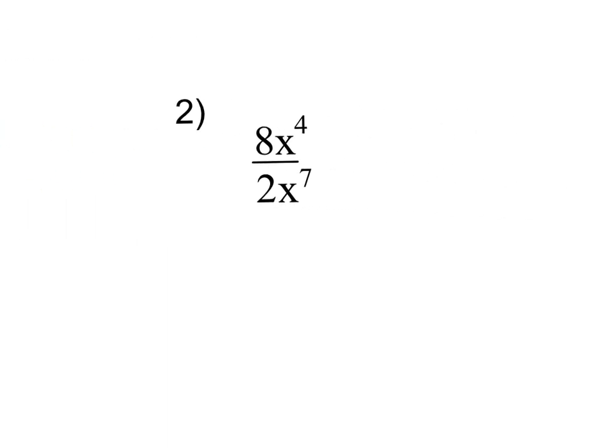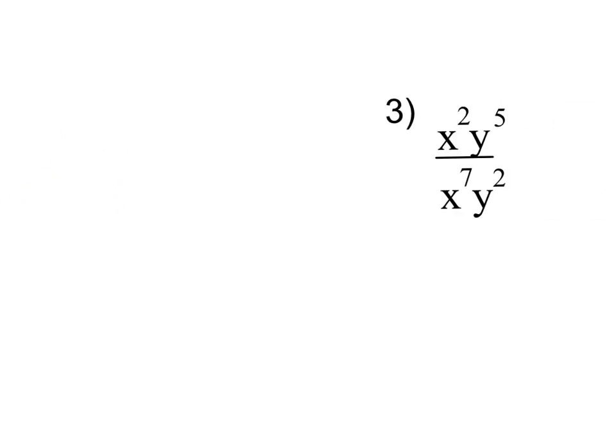Okay, let's look at number 2. So I have coefficients 8 and 2 that I want to simplify. 8 divided by 2 is a regular old 4 up on top, which is nice. I see that I have more x's down on bottom, so that's where I start. So I look at my 7 x's down on bottom, take away or cancel the 4 that are on top. I'm going to be left with 3 x's down on bottom. So there's my final answer there.